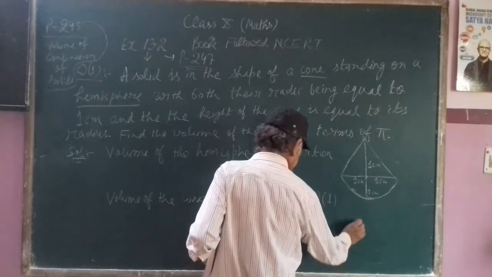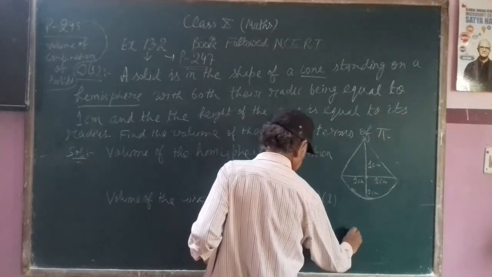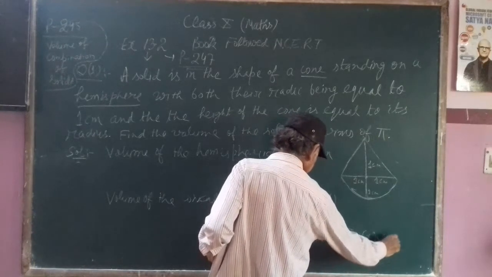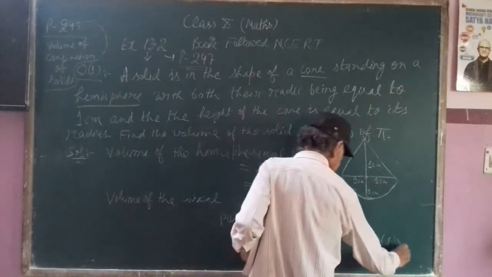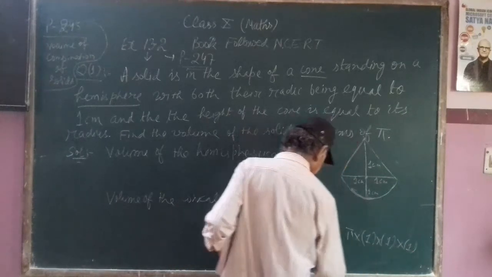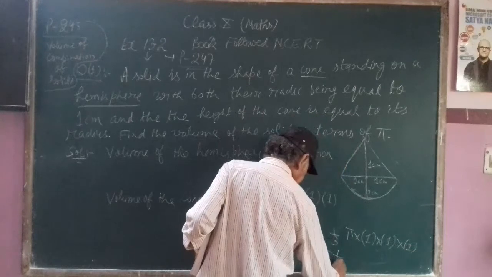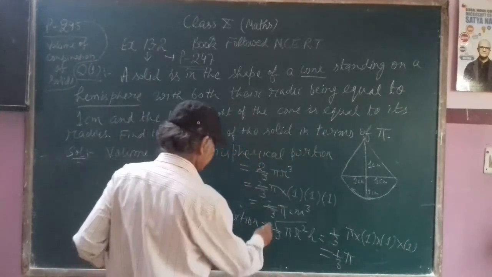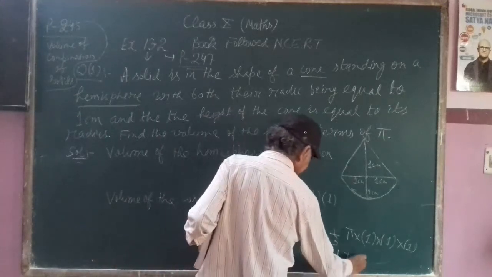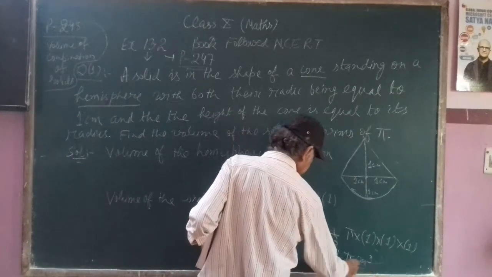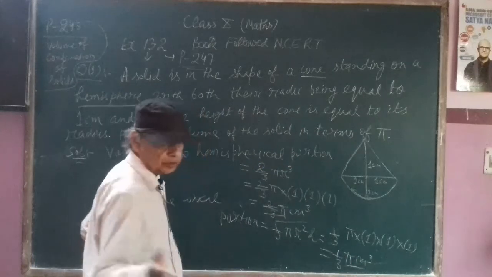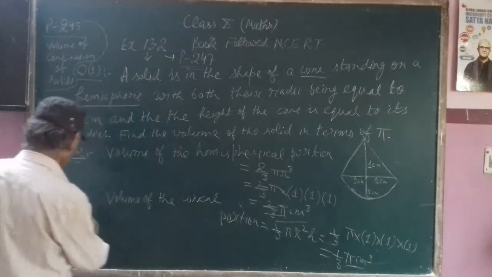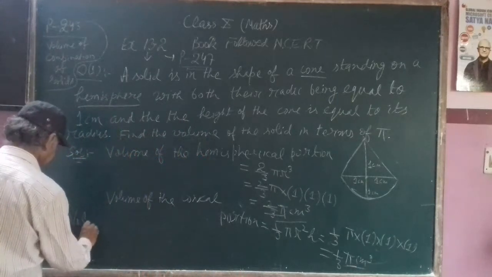1/3 pi multiplied by 1 into 1 for r square and further h is equal to 1. So you will get 1/3 pi. Now you add them, 2/3 pi and 1/3 pi centimeter cube. You will get 2/3 plus 1/3 pi, so you will get pi centimeter cube, the volume of the combined solid.